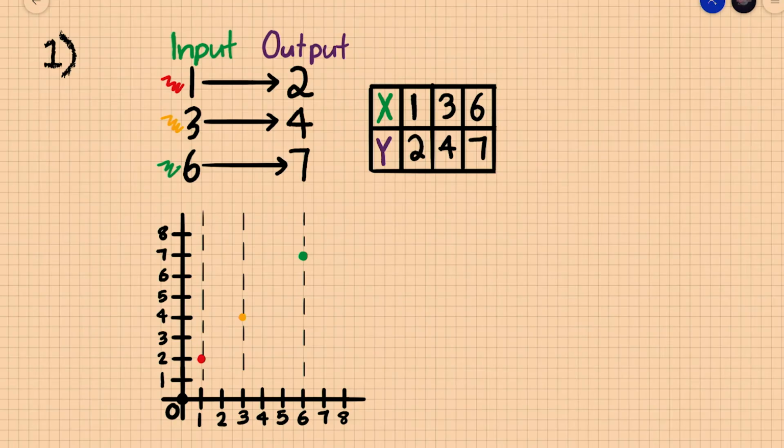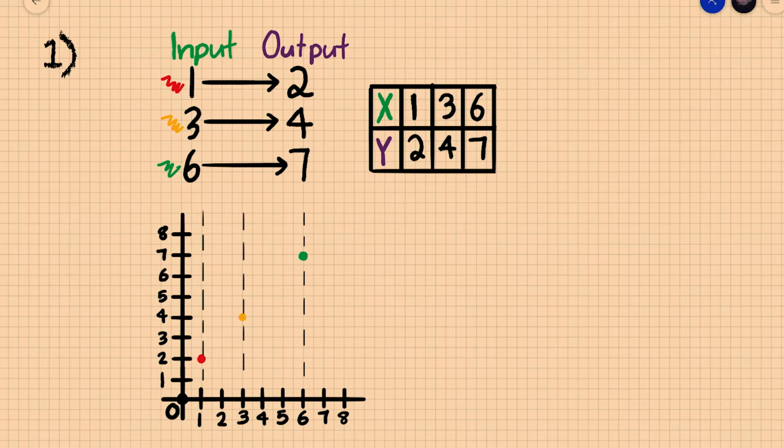So here I just gave you the example from above, the first example. The inputs and the outputs are on the graph now. You can think of them as coordinates: 1, 2, and this one would be 3, 4, and this one would be 6, 7. I just tried to color code them. So 1, 2 will be red, 3, 4 will be yellow, and 6, 7 will be green.